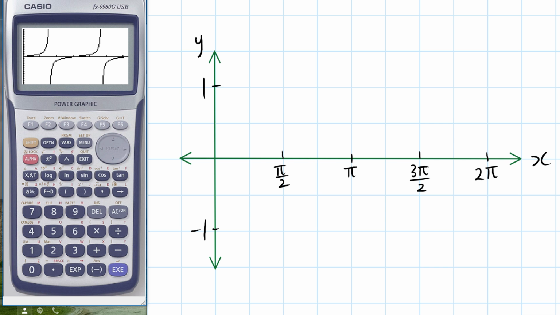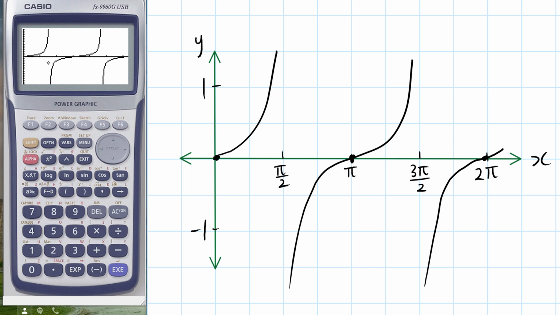But if we keep in mind that this graph is across 2 pi, we can see that it crosses here, it starts here, and it finishes here. So if I'm just sketching it in, it's going to look something like this, and then coming in like that, and then going like that, and then the same coming down here like this, and so on. So that's y equals tan x.